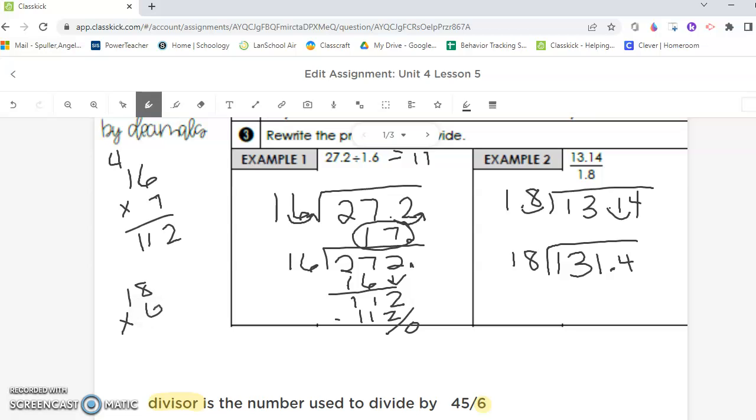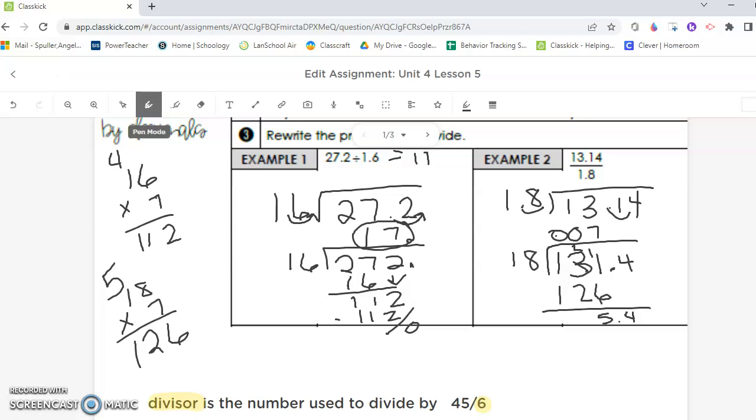let's say times 6. 8 times 6 is 48, carry the 4. Nope, that's not big enough. Let's say times 7. 7 times 8 is 56, carry the 5. That gives me 126. Okay, so it can't go in the 1, can't go in the 13, but it can go into 131 7 times, and that gives me 126. Subtracting that, it gives me 54.